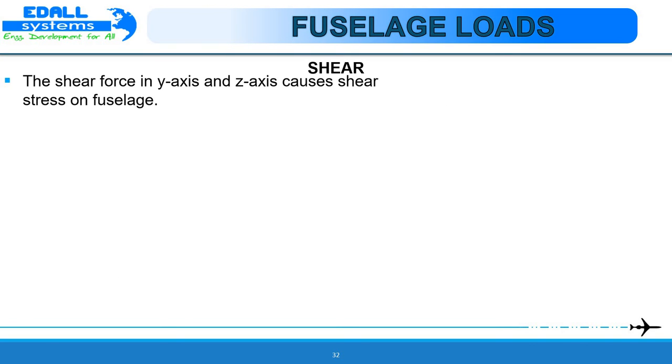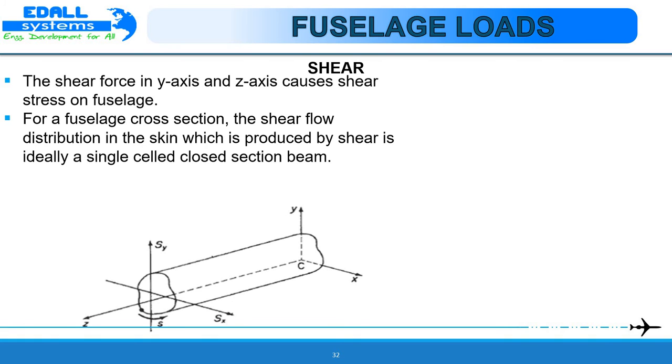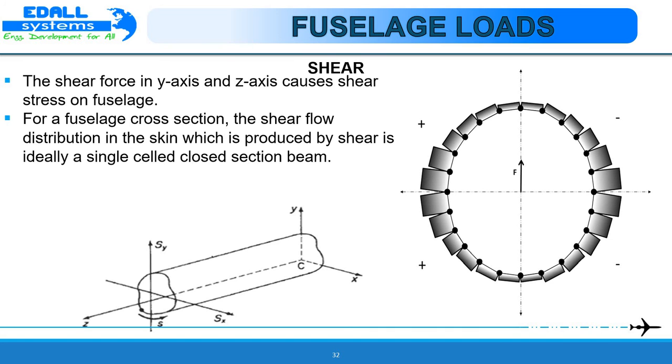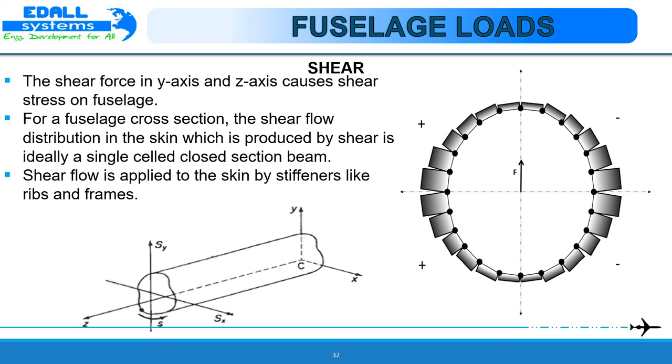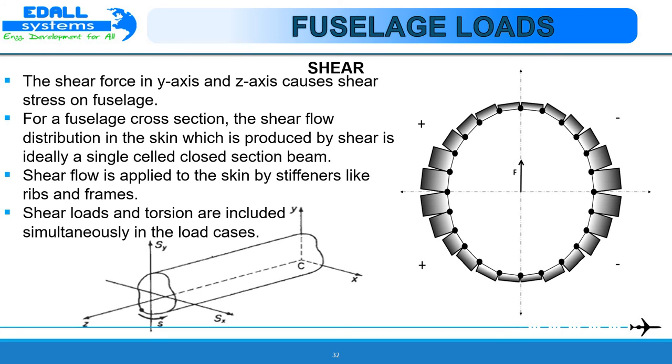Shear. The shear forces in the Y and Z axes cause shear stress on the fuselage. For a fuselage cross-section, the shear flow distribution in the skin produced by shear is ideally a single-celled closed section beam. Shear flow is applied to the skin by stiffeners like ribs and frames. Shear loads and torsions are included simultaneously in load cases. Here we can see that the shear is higher near the neutral axis when compared to the top and bottom surface of the fuselage.